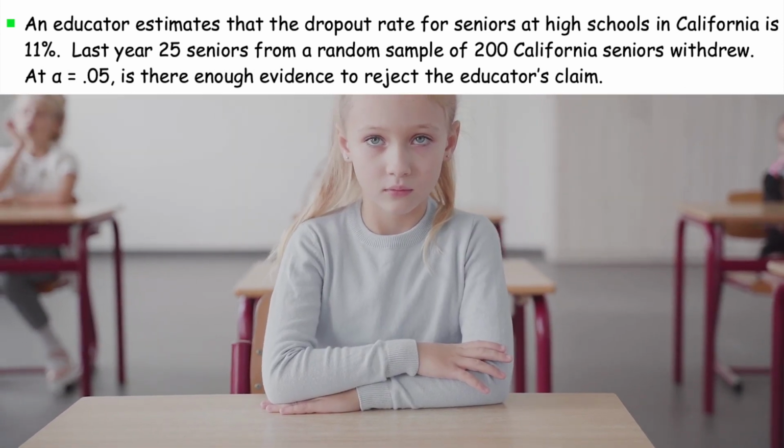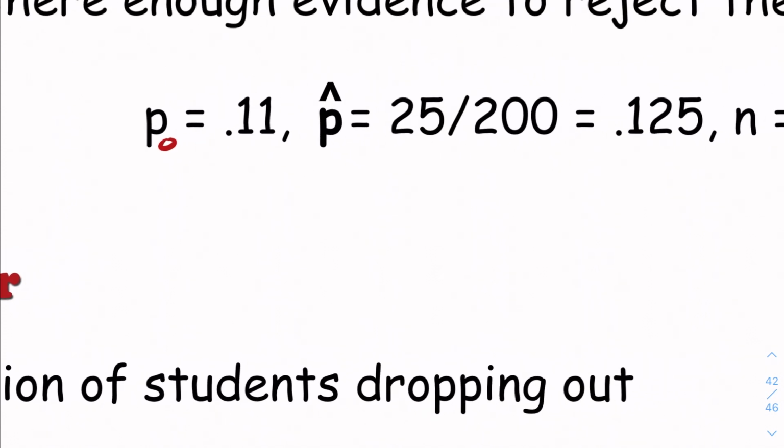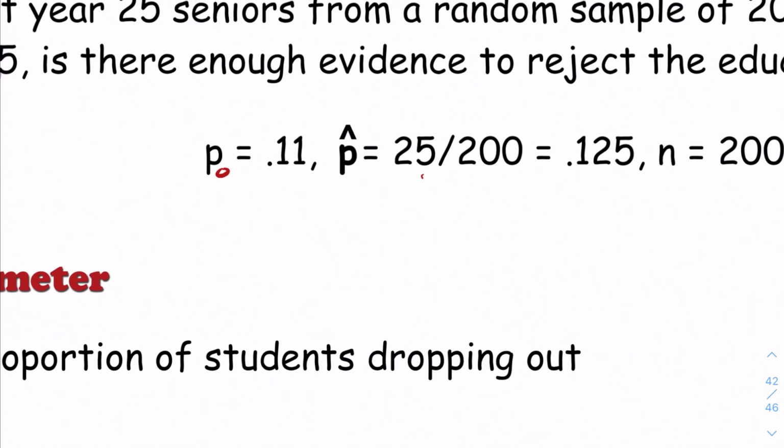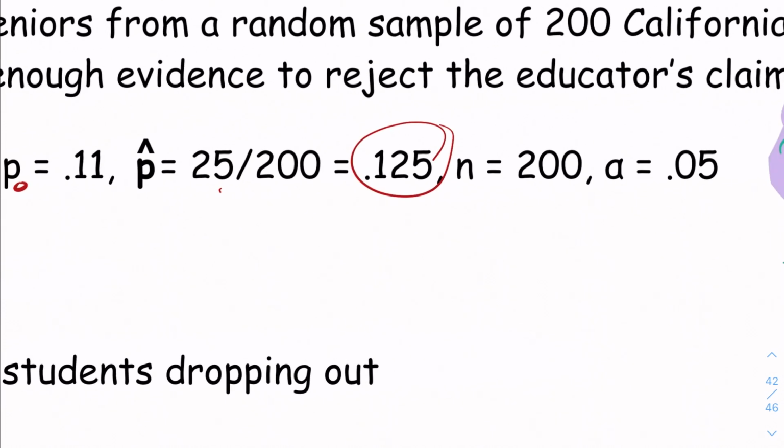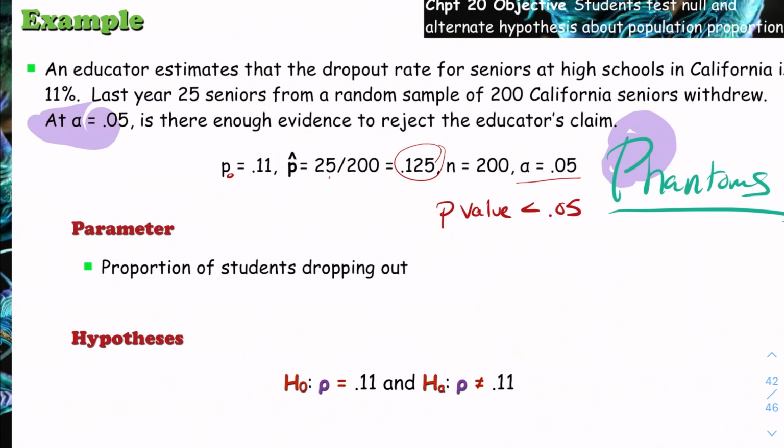Okay, so we're looking at our null hypothesis. Let's assume that they're right, that the dropout rate in California is 11%. What we found from our sample statistic is 25 out of 200, or 0.125. Our sample size was n, our alpha level was 0.05. So we're asking, is the p-value, the probability that we got this sample, less than 0.05?